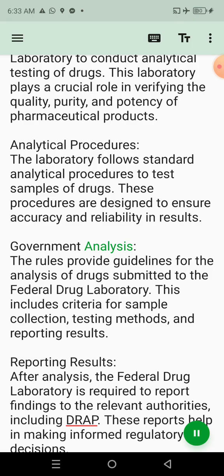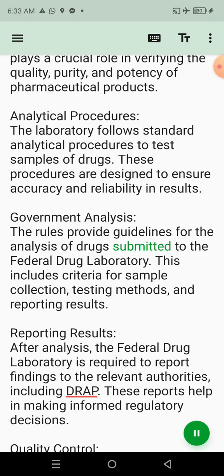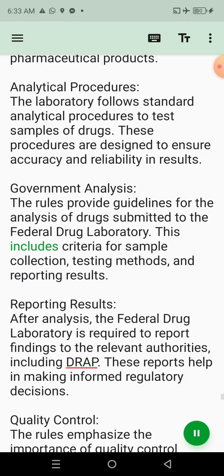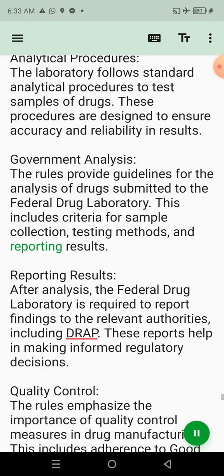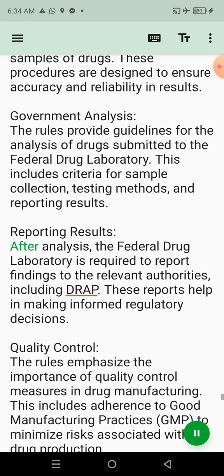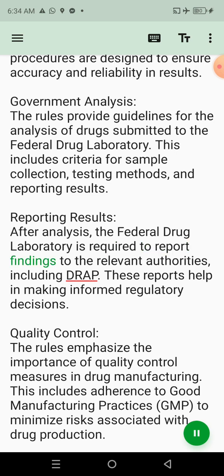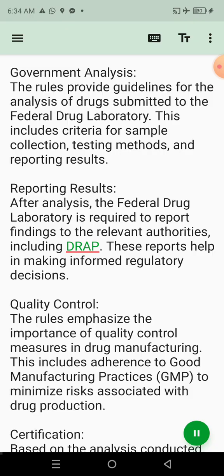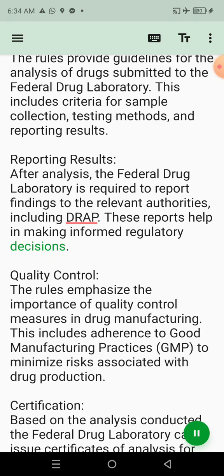Government analysis. The rules provide guidelines for the analysis of drugs submitted to the Federal Drug Laboratory. This includes criteria for sample collection, testing methods, and reporting results. Reporting results. After analysis, the Federal Drug Laboratory is required to report findings to the relevant authorities, including DRAP. These reports help in making informed regulatory decisions.